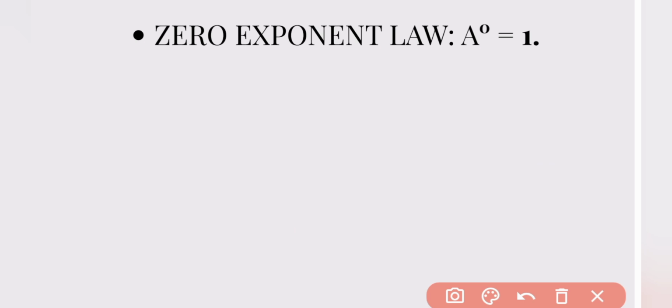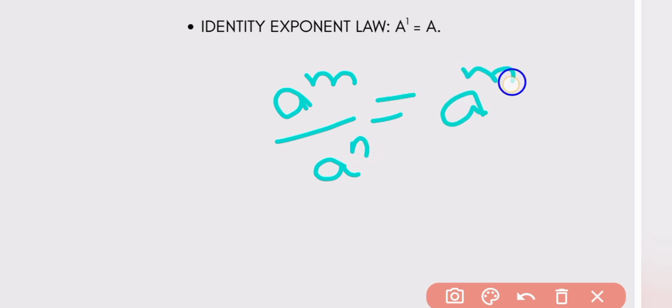Let us come to our second law. Our next law is the identity exponent law, which says that any number which has the power of 1 will be the same number. How? We can see that if we subtract 3 and 2, it will give us the value 1. So here also we'll use the law which is a to the power m upon a to the power n is equal to a to the power m minus n. So to get 1, we can write a to the power 3 minus 2. The 3 minus 2 will be 1.